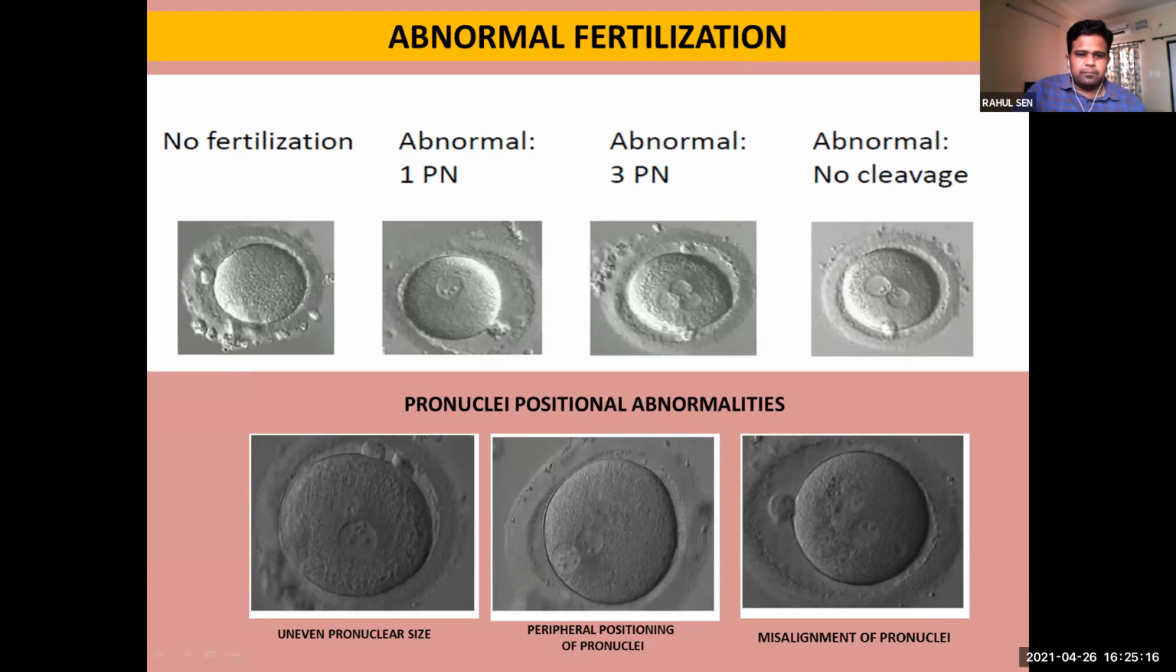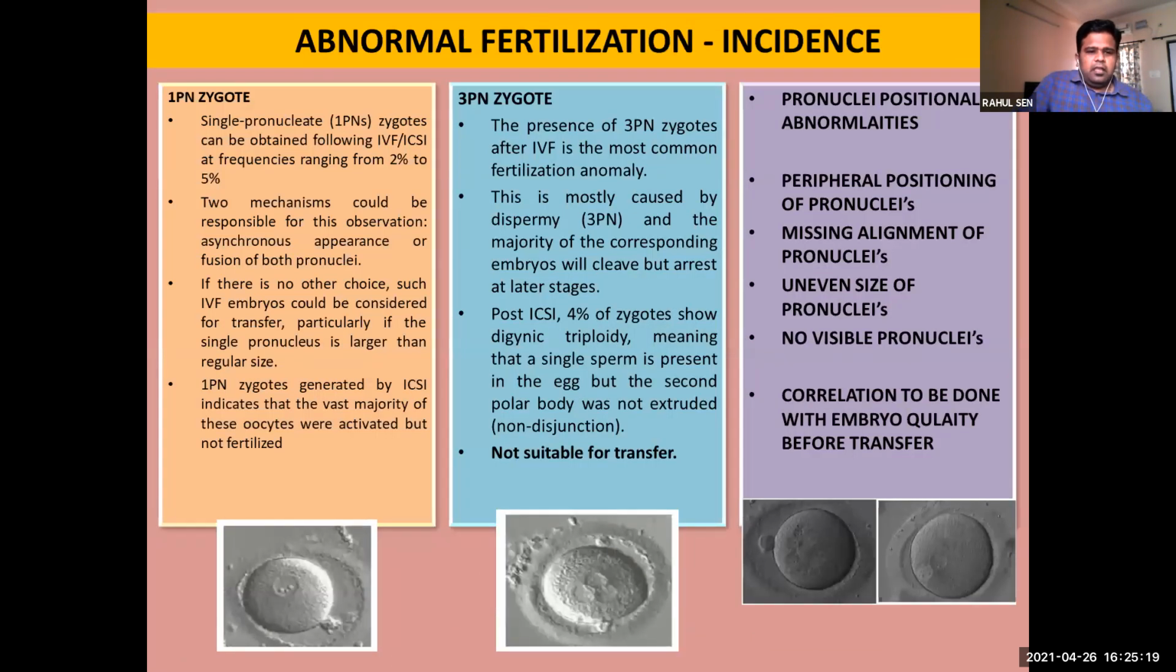Let's discuss them. If on day one of IVF we see a single PN zygote, it means only one pronucleus is seen on day one of an IVF cycle. That can occur in 2 to 5% of IVF cycles. The mechanism is said to be asynchronous appearance, meaning we might not be able to see two pronuclei at the time we are watching.